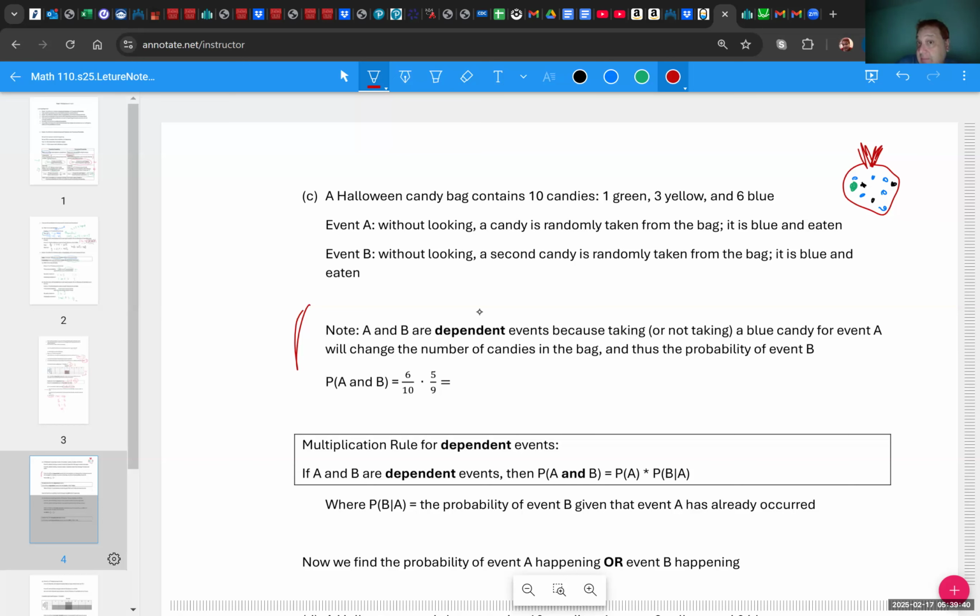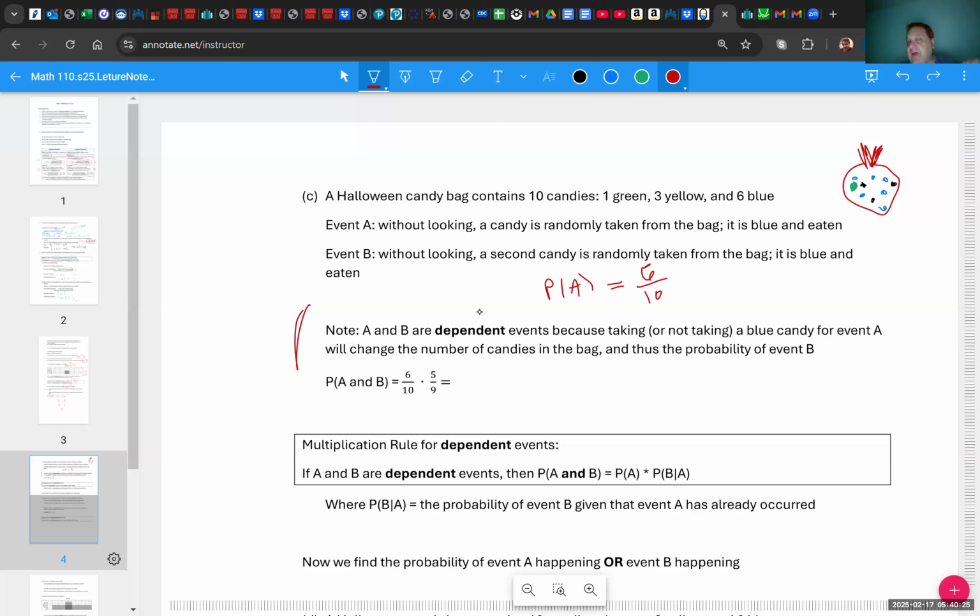Well, if I think about this, there are 6 blue candies out of 10. So for my first thing, probability of event A happening, there are 6 blue candies out of 10 possible candies to be drawn. So 6 out of 10 is my first probability, my first event happening, which is getting a blue and eating it. What about the next one? Next number, look, the next number I have here is 5 out of 9. Where does that come from?